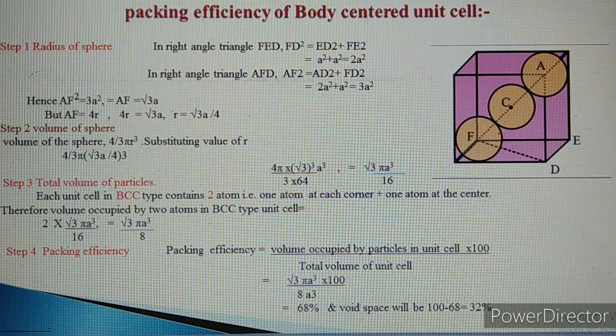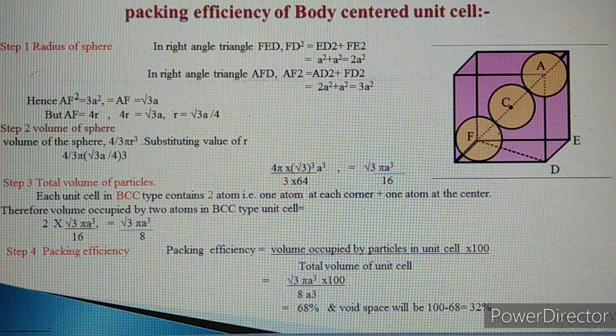See again what we considered. May I repeat again? In step 1, we considered two right angle triangles, FED and AFD. Applying the Pythagoras theorem, FD square is equal to 2a square, and AF square is equal to 3a square. But AF is nothing but 4r. So if AF is equal to 4r, then we will get 4r is equal to under root 3a. So r is equal to under root 3a upon 4. So this is the formula for the radius of a sphere.